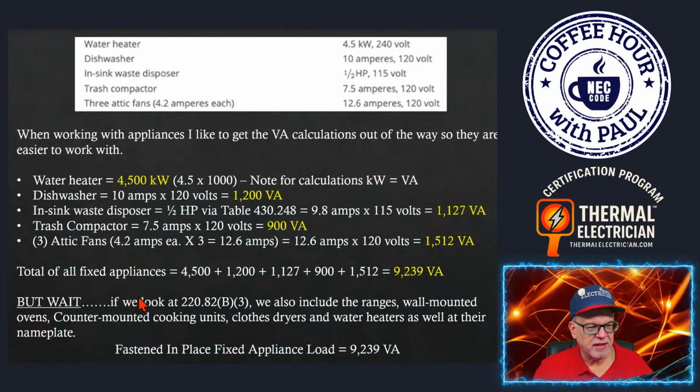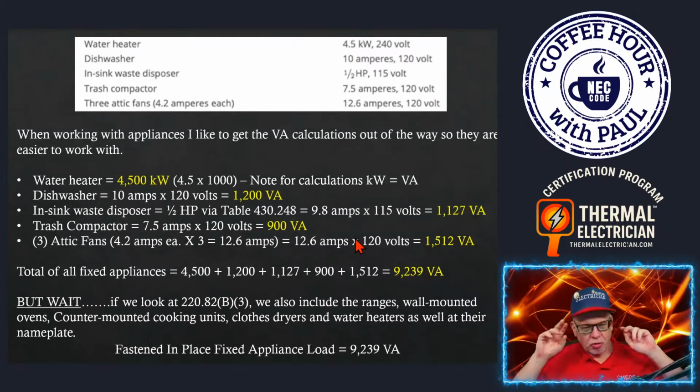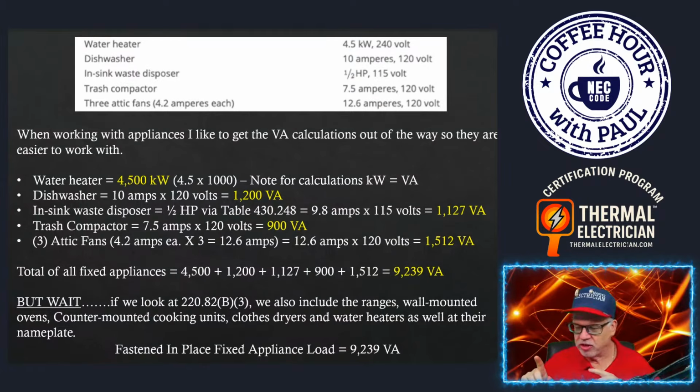Next is total. So we're going to add them all up. So we got 4,500, we got 1,200, we got 1,127 and 90, and 900 right here. That's that trash compactor. And then we have 1,512. So we have 1, 2, 3, 4, 5 appliances here so far. We aren't finished yet, but we have so far.